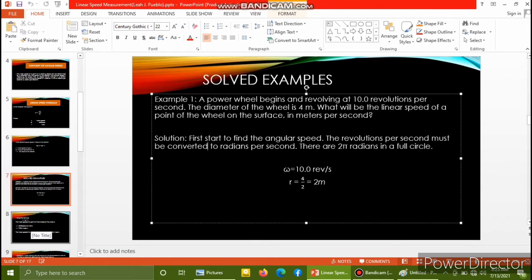So we will go back to the continuation of this example. The diameter of the wheel is 4 meters, so we have to divide it by 2 to get the radius. 4 divided by 2 is equal to 2 meters. So now we have the angular speed and the radius, and we will proceed to the next step.